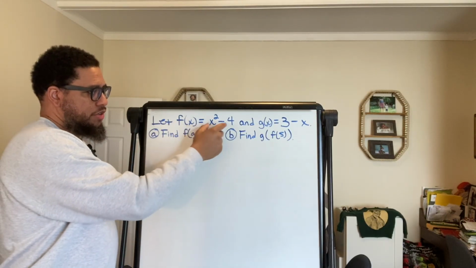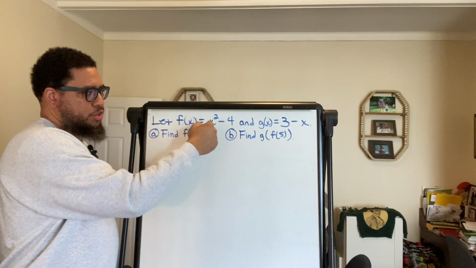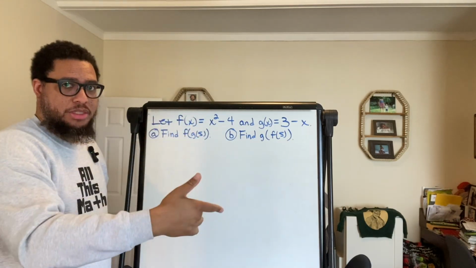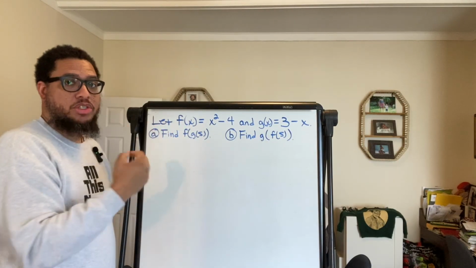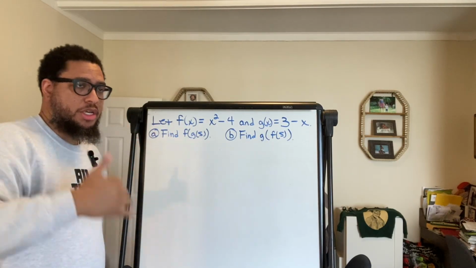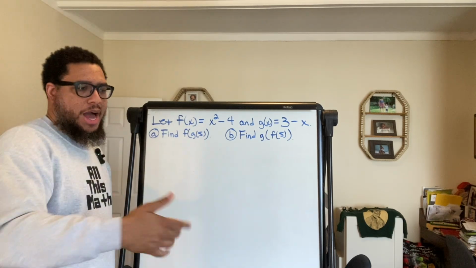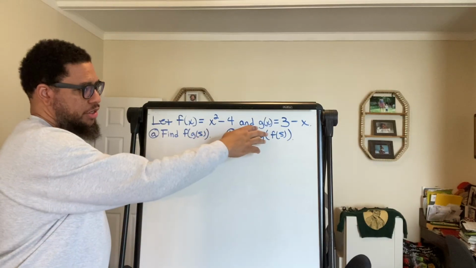So we've got this function right here, x squared minus 4. The input is going to be x. That means we can replace x with different numbers, and it's going to give us a different output depending on what the number is. The output is going to be f. F is also the name of this particular function. The function could be called g, h, r, i, a, whatever. And we've got another function, g of x.